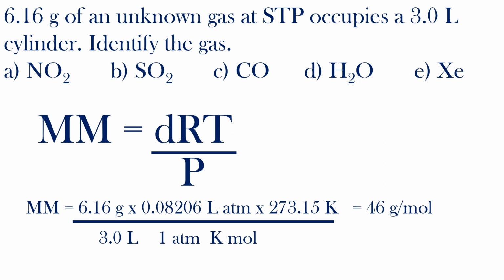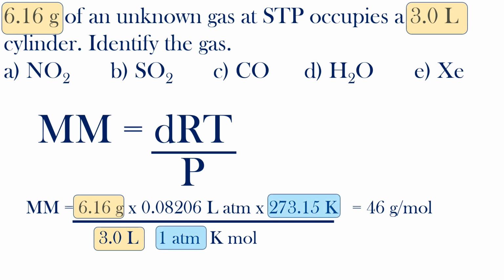And while we're not explicitly provided the density of the gas, we are provided the mass of the gas and the volume of the cylinder which it occupies. I'll insert my standard temperature and pressure and find the molar mass of the unknown gas is 46 grams per mole. This molar mass matches really well with the molar mass of answer A, nitrogen dioxide.